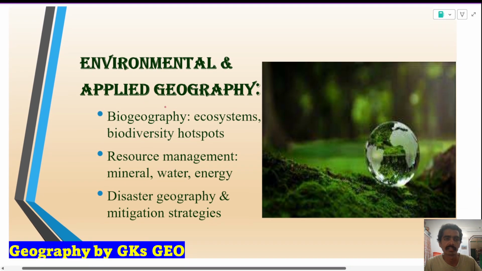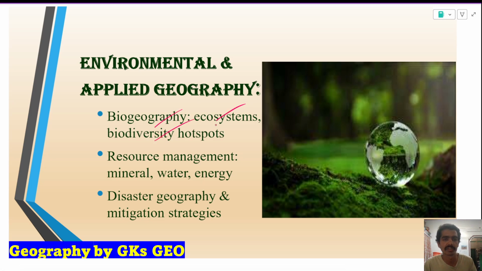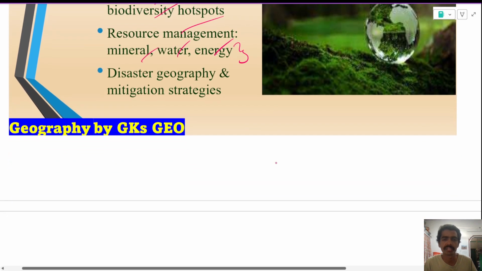Then environmental and applied geography, which includes biogeography, that is ecosystems and biodiversity hotspots. Then resource management, that is mineral, water and energy. These three are the resources in the world. Then disaster geography and mitigation strategies: if any disaster occurs, how the mitigation will change and what are the suitable measures to mitigate that.